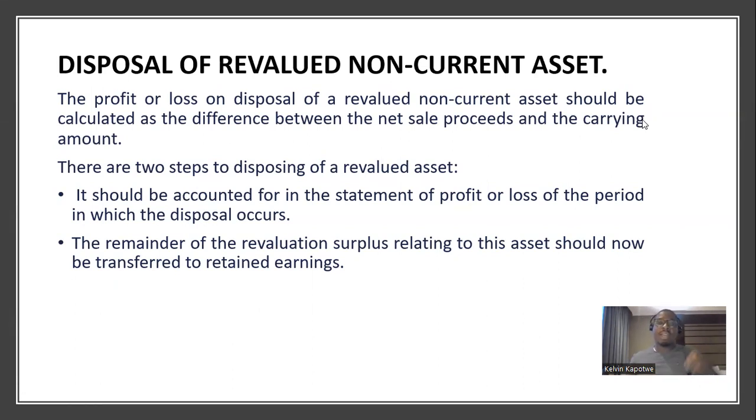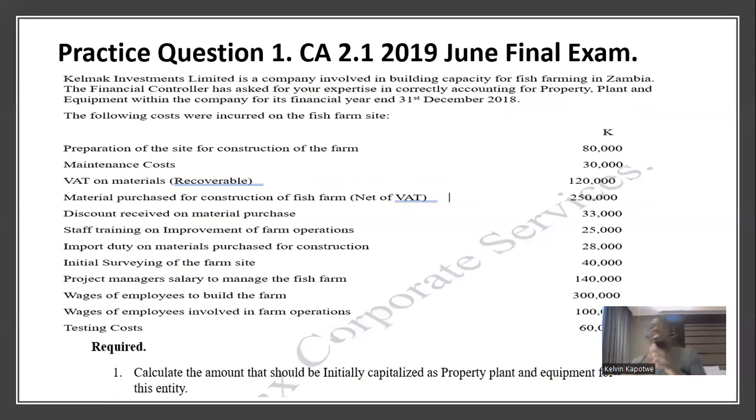From the beginning, in part 1 and part 2, I've dealt more with the principles and the techniques that you must employ as you are dealing with IAS 16. But now, in the subsequent lecture, I think to be the last one, we are going to deal with examples. We're going to deal with questions. The first question has to do with determining the cost of an asset, how we can determine the cost of an asset initially. This question is coming from the CA 2.1 June 2019 final exam. We're going to look at that in the next video.